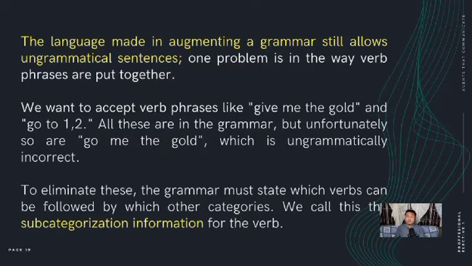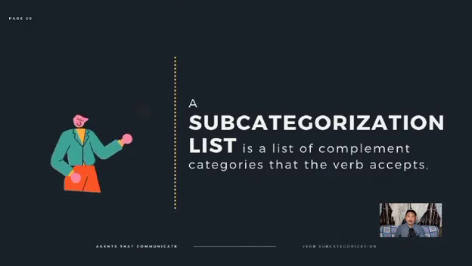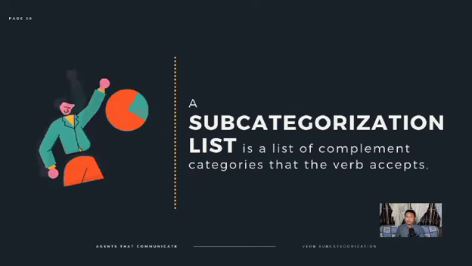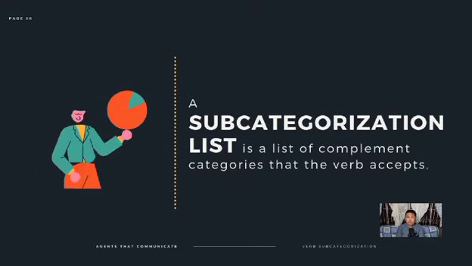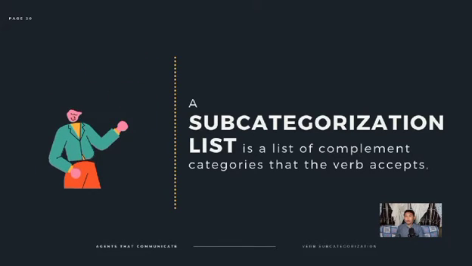Each verb has a list of complements, or the obligatory phrases that follow the verb within the verb phrase. So, in the example, give the gold to me, the noun phrase, the gold, and the pronoun phrase, to me, are complements of give. A subcategorization list is a list of complement categories that a verb accepts. So, give has a subcategorization NP, PP, or the noun phrase followed by the pronoun phrase.